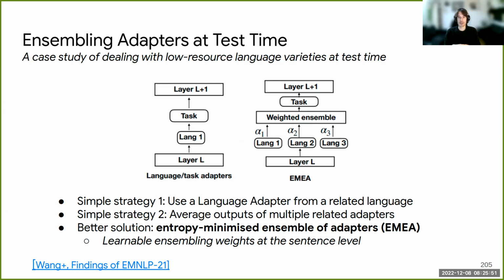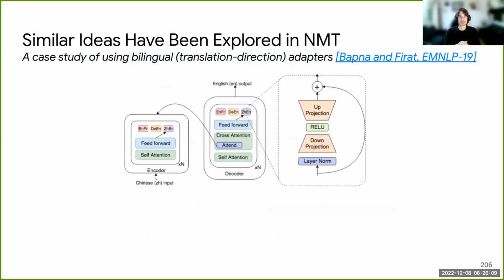So basically learning weighting of adapters at the sentence level via this method called entropy minimized ensemble, which is a paper from last year's EMNLP. Again, this is a very high level idea. I'm not going to go into the details of the actual procedure.